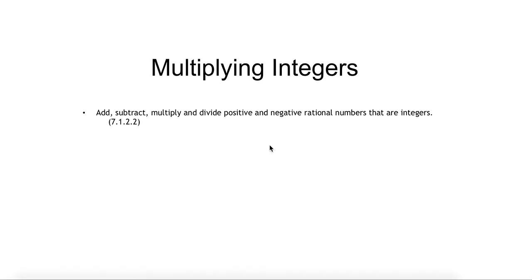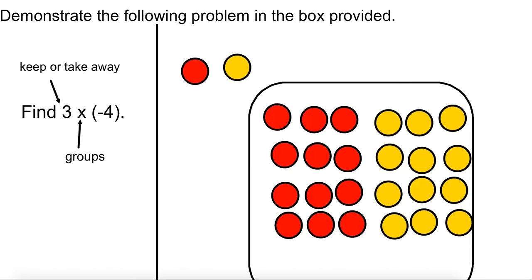Multiplying integers. This is part of the standard that is add, subtract, multiply, and divide positive and negative rational numbers that are integers. So let's just watch a demonstration first. When you first learn multiplication, we learned that it means groups. So in this case, I created 4 groups with 3 in them.